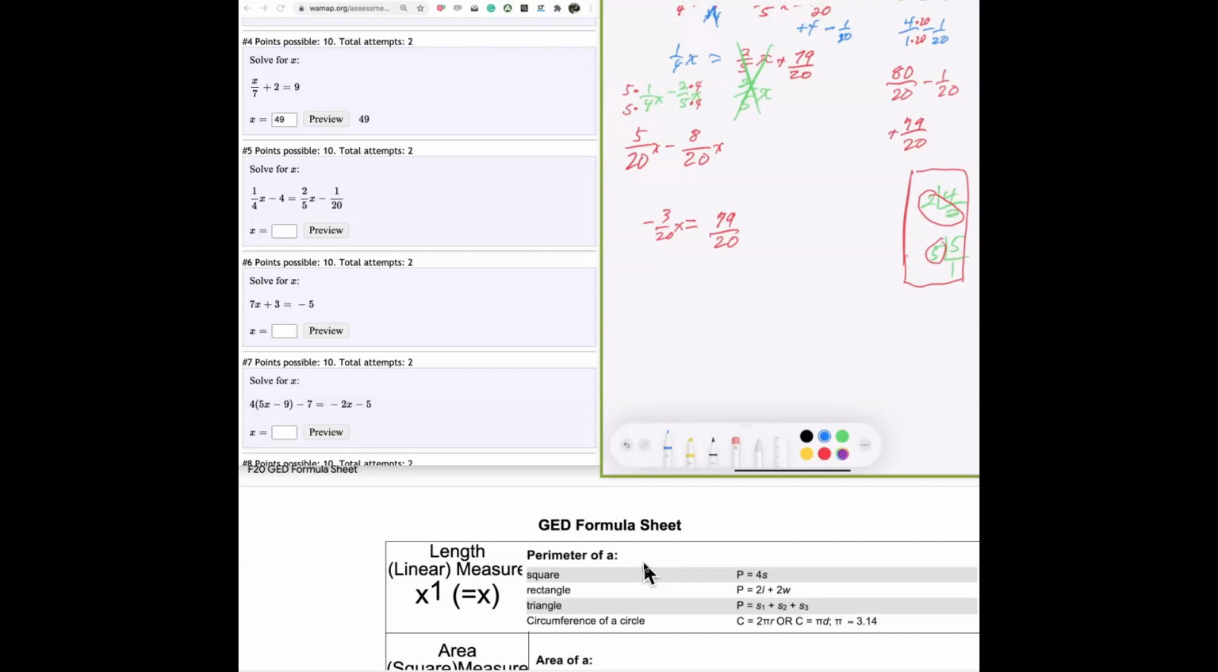Sometimes if you imagine a whole number here, if this was negative 2x, what would we divide by to get rid of the negative 2? The answer is always the inverse operation. The inverse operation of multiplication is division, and you always use the number as it is. So we're going to divide by negative 3/20. Cross that out, that leaves 1x, or x. And then we also have to divide this by negative 3/20.